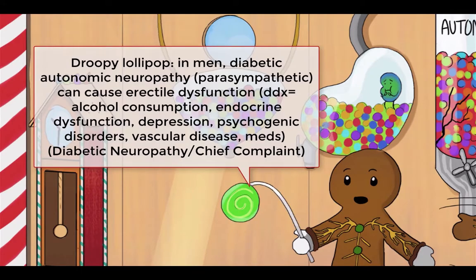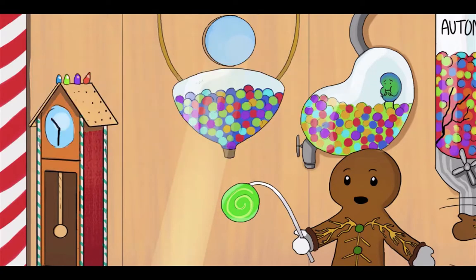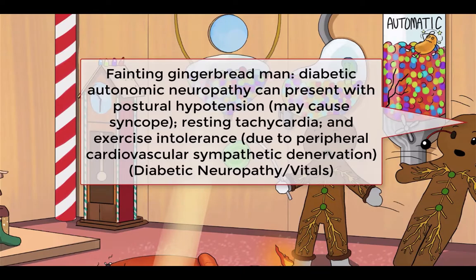In men, involvement of parasympathetic nerves can also cause erectile dysfunction, though keep in mind that there are numerous potential causes of erectile dysfunction, including alcohol consumption, endocrine dysfunction, depression, psychogenic disorders, vascular disease, and meds. Autonomic neuropathy can also cause postural hypotension.